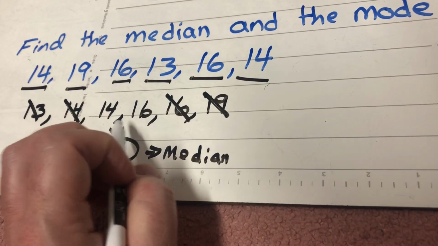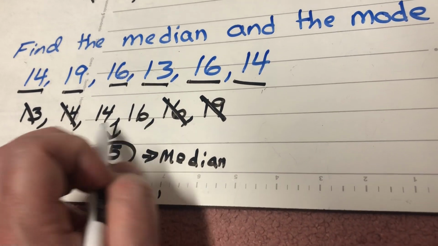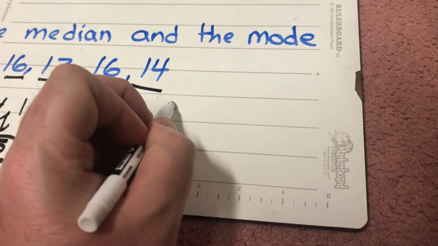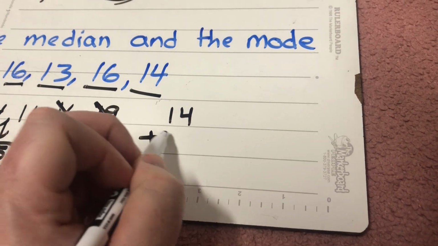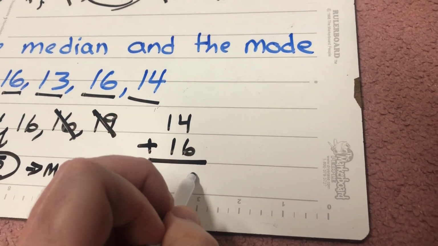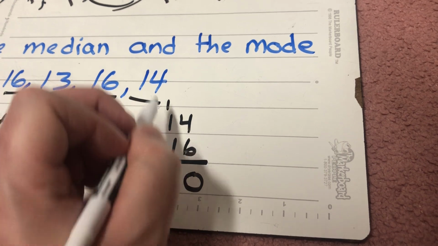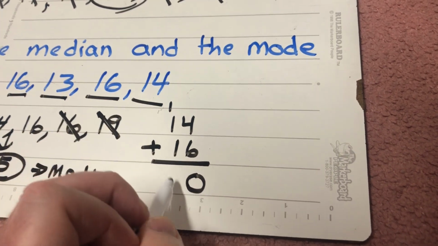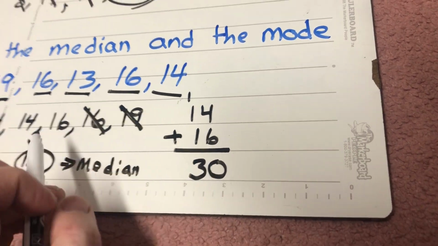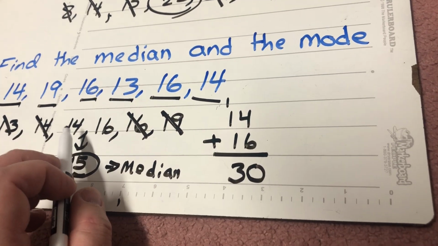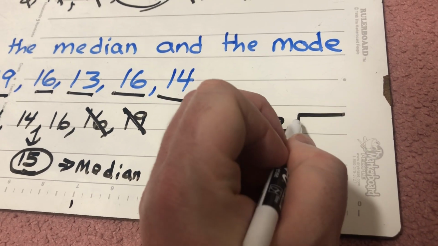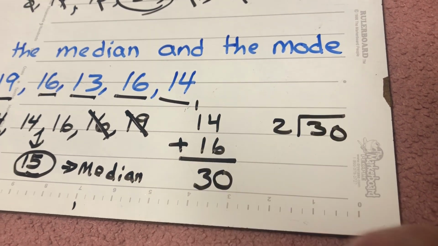So what we really talk about is finding the mean, which means we're going to add these two numbers together, 14 plus 16, just like we did yesterday in finding the mean. 4 plus 6 is 10. Put the 0 down, carry the 1. 1, 2, 3. I get 30. Then I'm going to take that 30 and divide it by 2 because there's 2 numbers in the set. And some of you are probably starting to realize what's going to happen here.